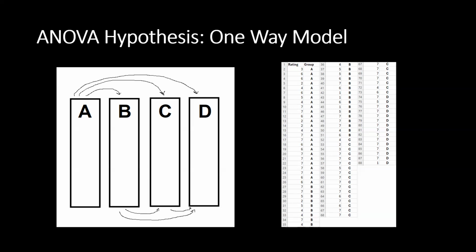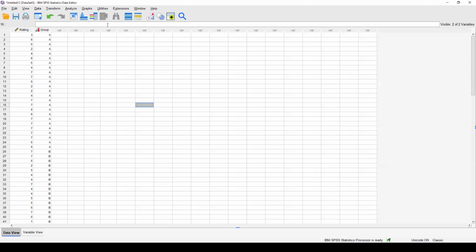Let me get the appropriate data. Here it is. And this is how it's going to look in the CSV. You're going to have to put the labels on the observations. 1 is A, 2 is B, 3 is C, and 4 is D. So go ahead and get those applied.